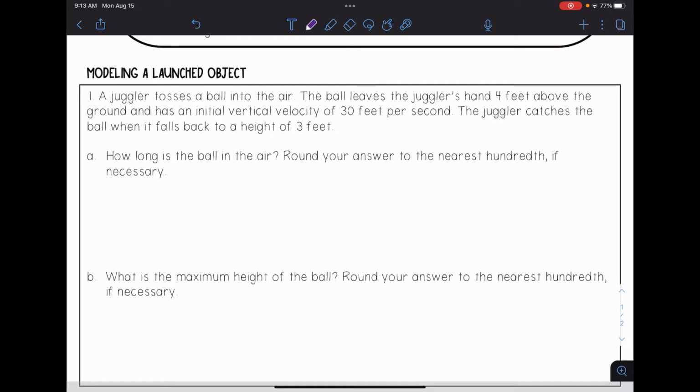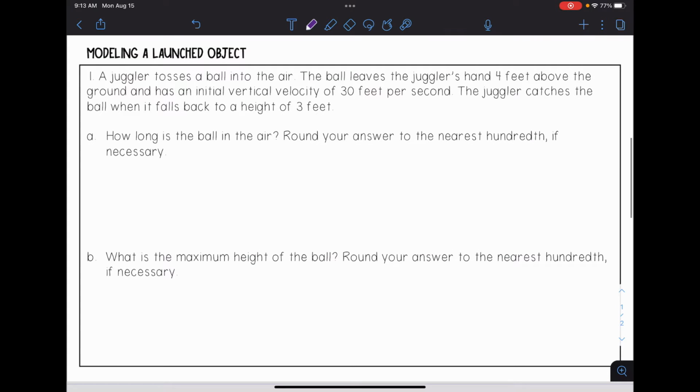In this video, we're going to be looking at some examples of modeling a launched object. So for number 1, it says a juggler tosses a ball into the air. The ball leaves the juggler's hand 4 feet above the ground and has an initial vertical velocity of 30 feet per second. The juggler catches the ball when it falls back to a height of 3 feet. Part A says, how long is the ball in the air? We'll round our answer to the nearest hundredth if necessary.